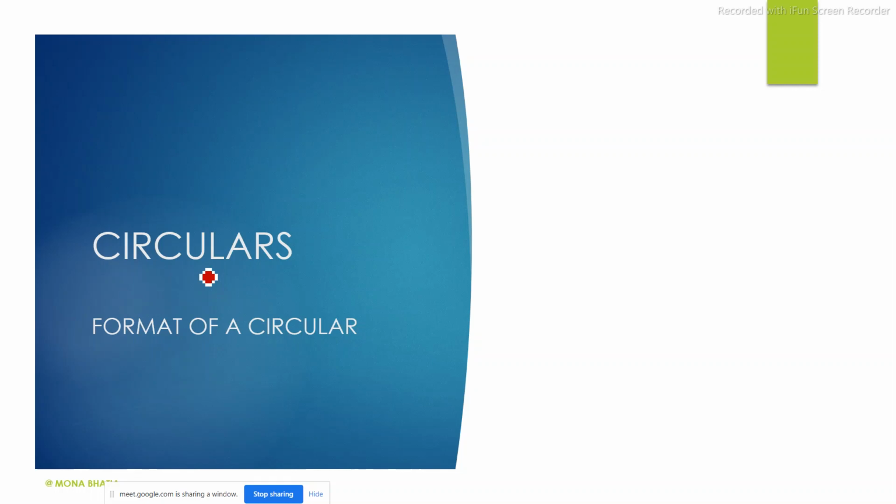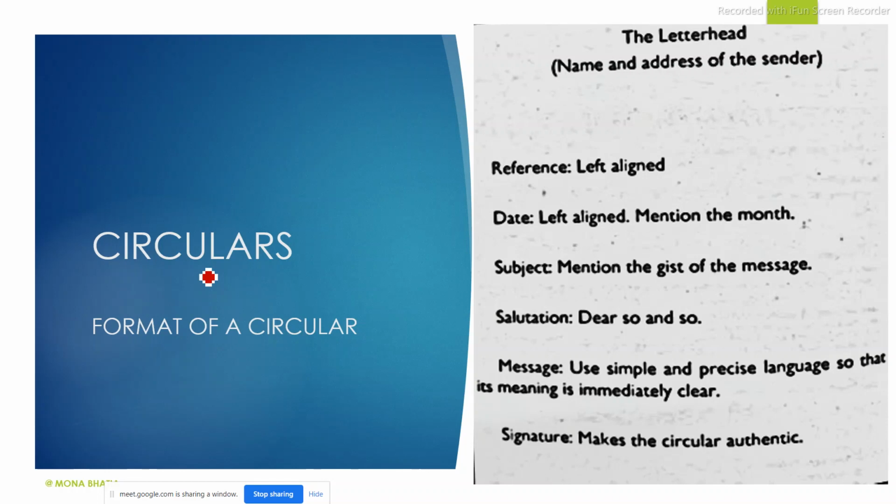For a circular, I have this. See, this is the format. First of all, if you are writing a circular on a letterhead, then no need to mention where it is sent from, because from the letterhead at the top it is known, right? The format of a circular is different from that of email. याद रखना, it is different. And internal circulation, you don't need to have salutation.